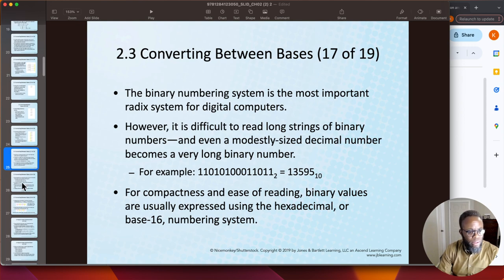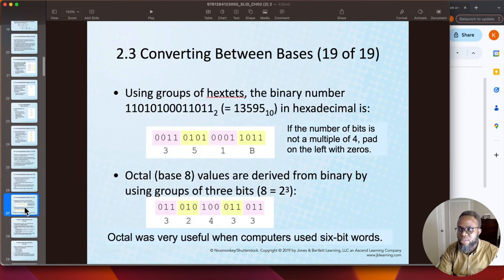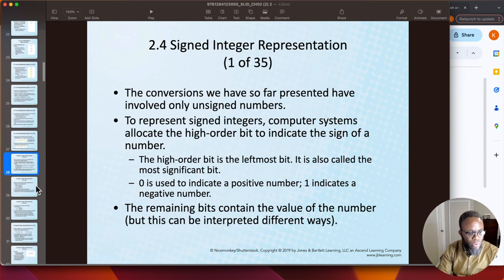Okay, so let's see what I want to talk about. Hexadecimal is another interesting numeric system. I think we talked about it briefly last class. We can quickly skip through this because these ones are pretty straightforward. We wanted to start talking about sign representation.